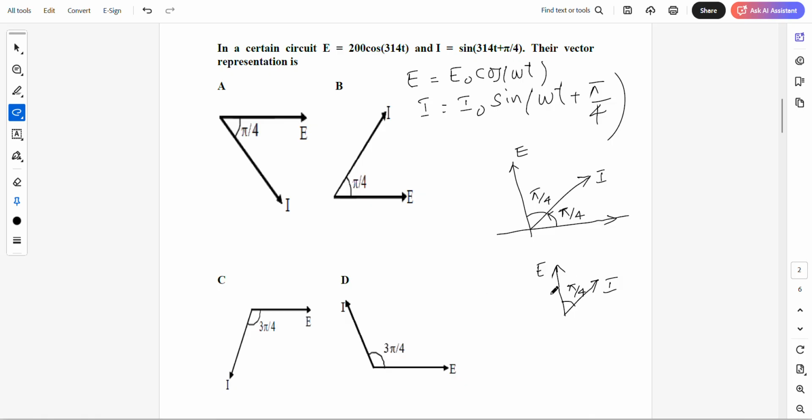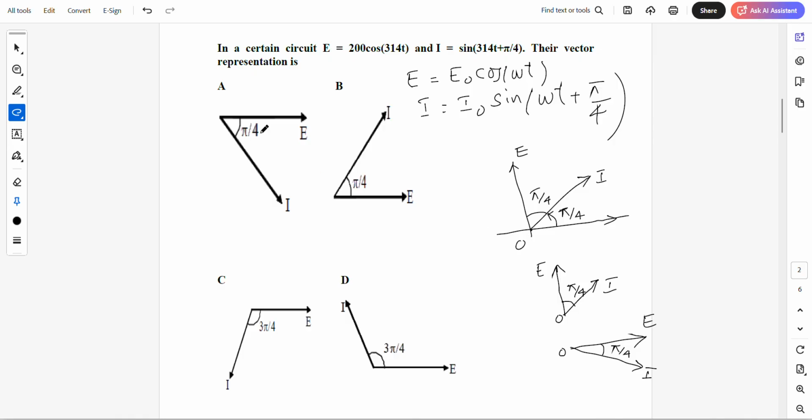If I rotate this phasor, again you will be seeing E like this and I like this, right? Here also again, I is lagging by an angle pi by 4 and E is leading by an angle pi by 4. Okay, this is 0.